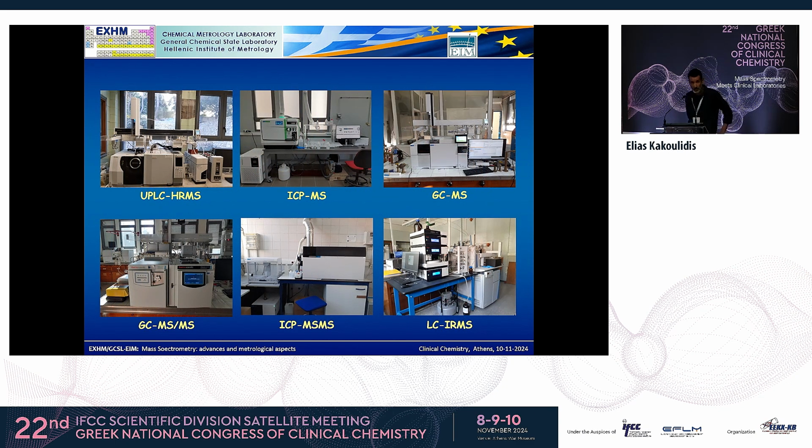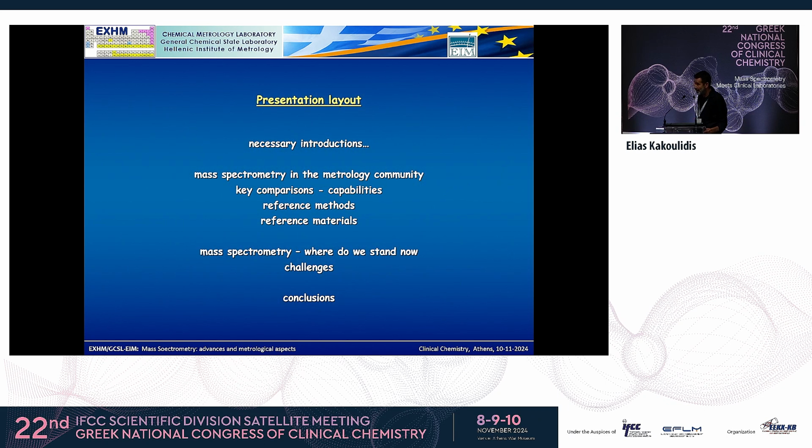This is not all. We have many other versions of mass spectrometers in the State Laboratory that are used in various applications, other than, unfortunately, clinical measurements. But let's see first why we are here.